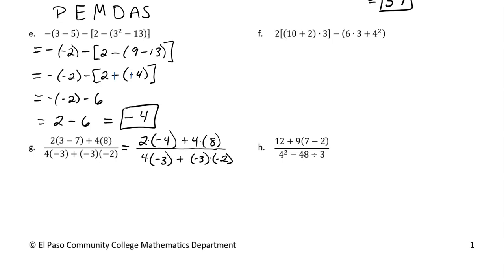We don't see any exponents, so I don't have to worry about that, but I do again have all those multiplications. So let's go ahead and apply those multiplications. I'm going to do 2 times negative 4, well, that's negative 8, plus, we can maybe do these all at once, 4 times 8 is 32. 4 times negative 3 is a negative 12, plus negative 3 times negative 2, well, negative times a negative is positive, 3 times 2 is 6.